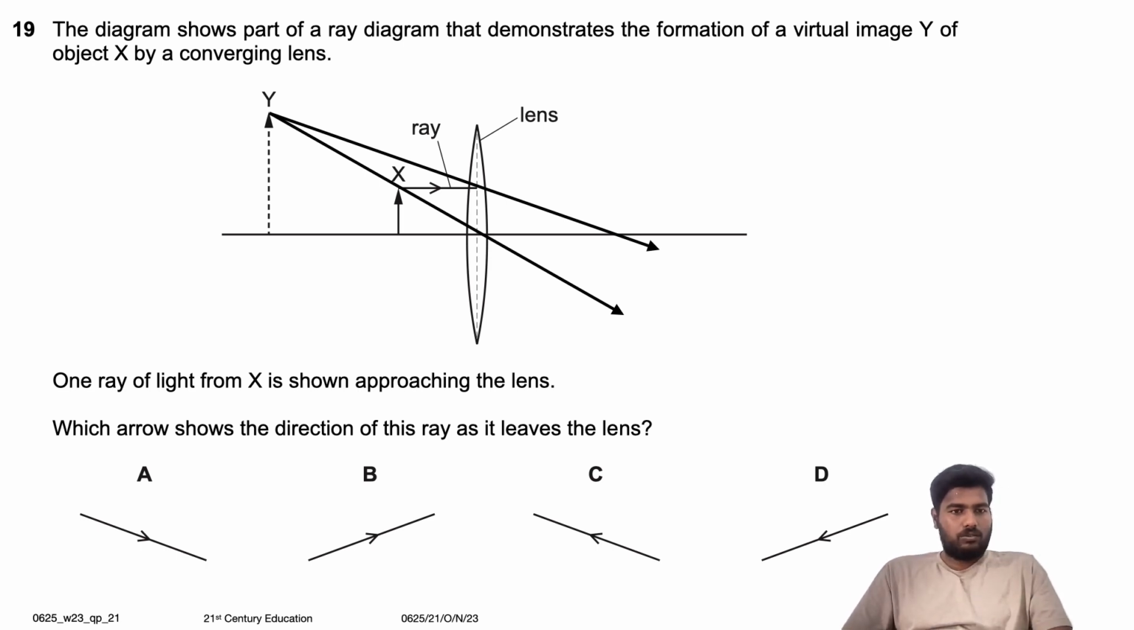So which arrow shows the direction of this ray as it leaves the lens? Option A, which is parallel to the second.